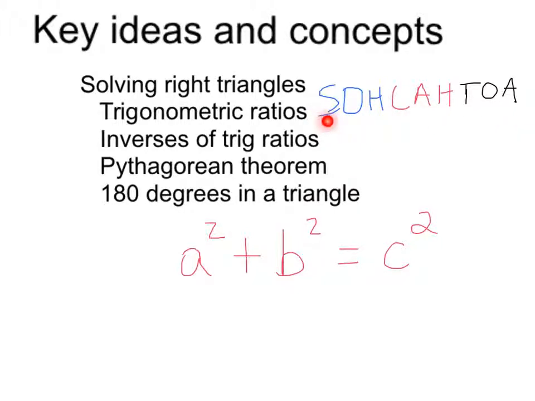SOHCAHTOA. Sine is opposite over hypotenuse, cosine is adjacent over hypotenuse, and tangent is opposite over adjacent. And the Pythagorean theorem, a squared plus b squared equals c squared, where c is the length of the hypotenuse.